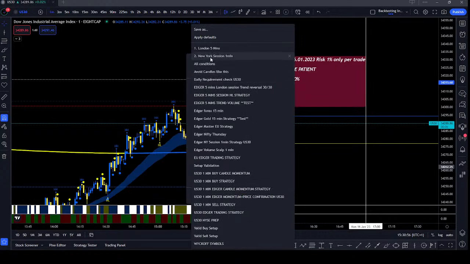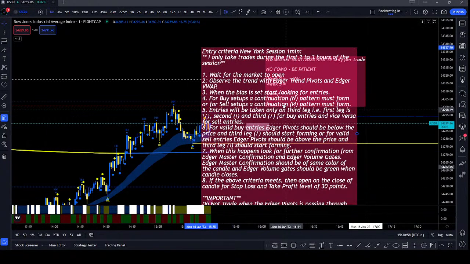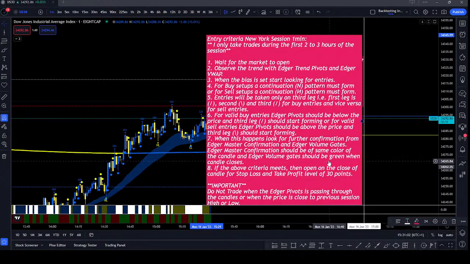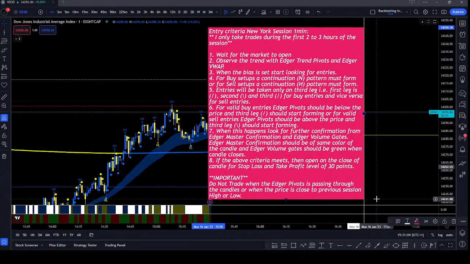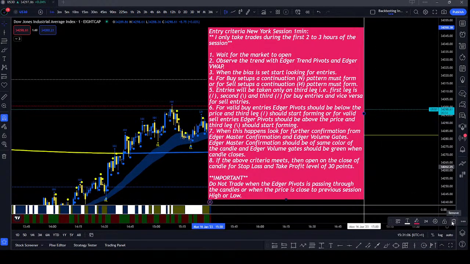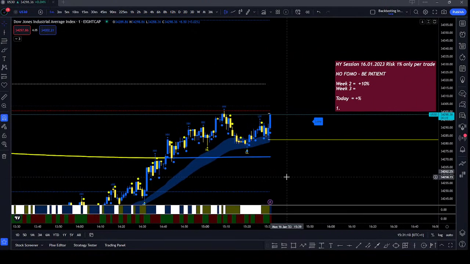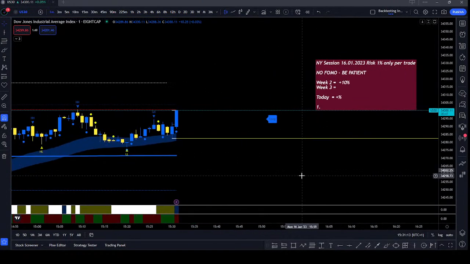I'll share the strategy on the screen as well for the guys who are new watching the live session for the first time. So this is the strategy for those. You can check it out, take a screenshot or something if you want to, and follow it. So now we get a break. That's the second candle for New York Open, very close to the London high.